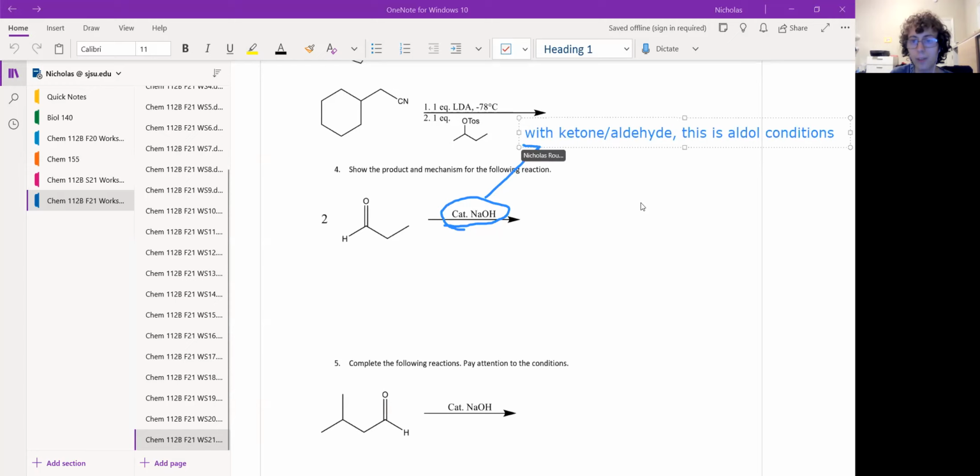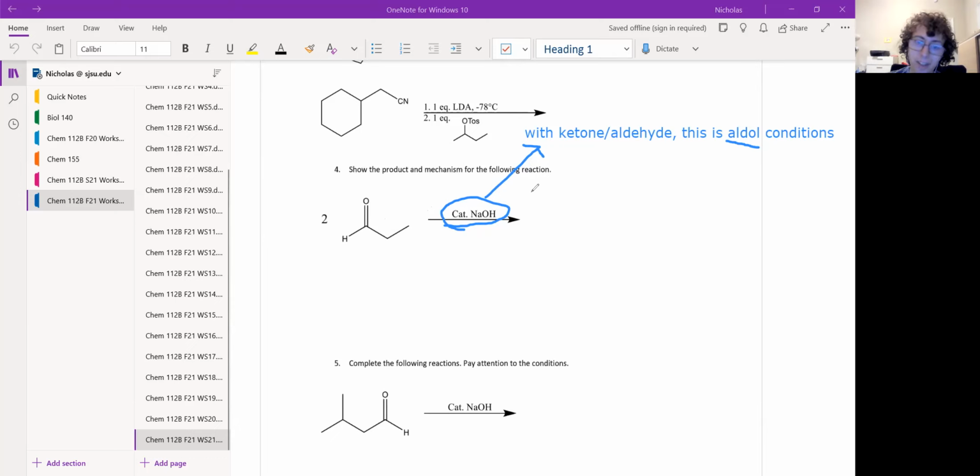So catalytic sodium hydroxide is always going to be aldol conditions if it's with an aldehyde or a ketone. And I put the 2 here because, as I discussed a little bit earlier, these reactions involve 2 aldehydes or ketones reacting with each other. So that was a sort of hint to say this is the kind of reaction you're doing if you're not sure. But again, I don't know if you're going to get that on a test. So remember the conditions.